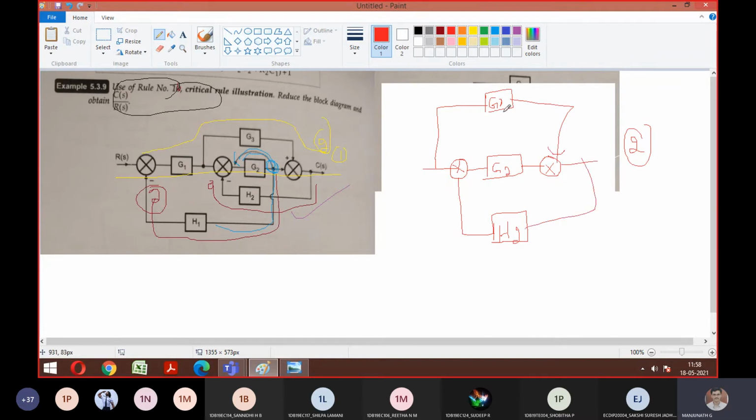Is it okay till here? So now what I told, if you want to solve this side part, we need to move this summing point before your G2. Okay. If you move this, what's the thing I told? You need to do divide by 1 by G2 here. So this block becomes G3 into 1 by G2. So it becomes G3 by G2.